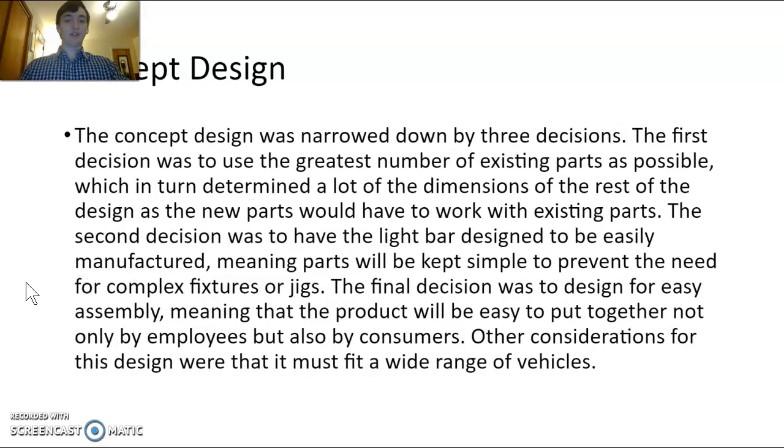The concept design was narrowed down by 3 decisions. The first decision was to use the greatest number of existing parts as possible, which in turn determined a lot of the dimensions of the rest of the design, as the new parts would have to work with existing parts. The second decision was to have the light bar designed to be easily manufactured, meaning parts will be kept simple to prevent the need for complex fixtures or jigs.